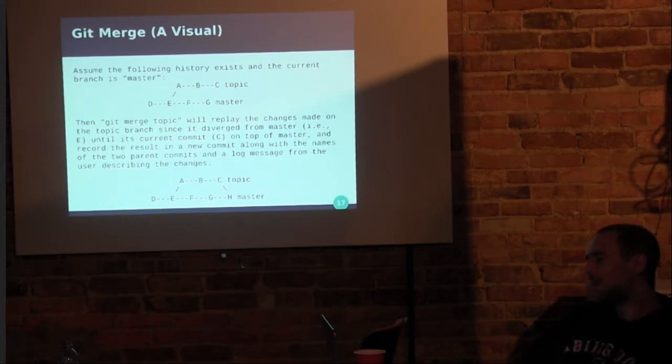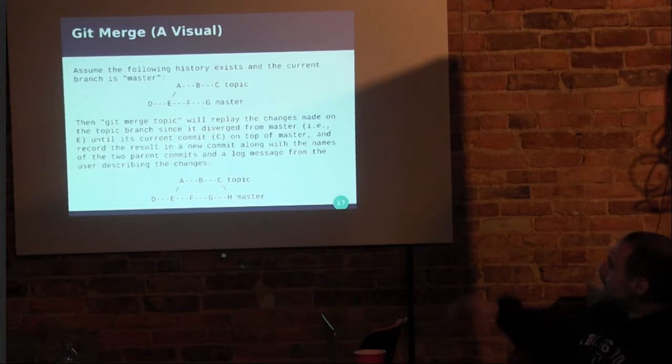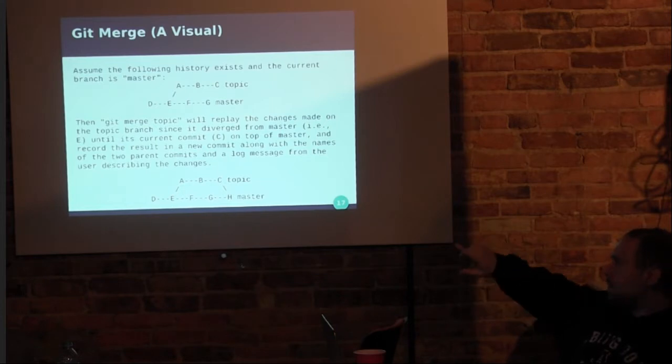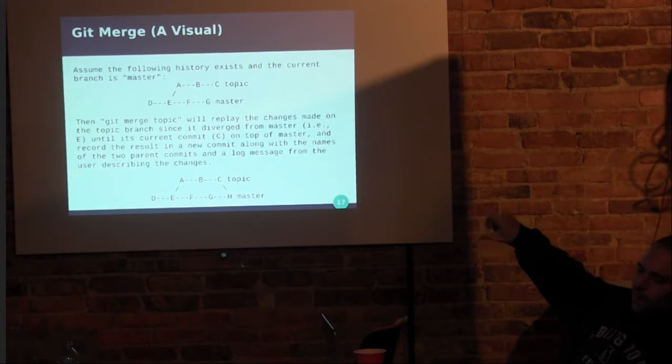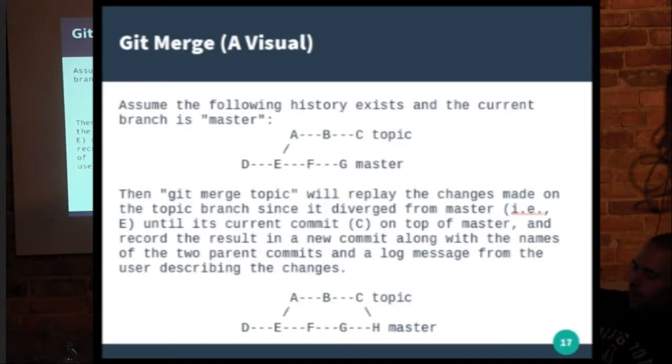So assume the following history exists and the current branch is master. So you're on the master branch right now. The master branch contains commits D, E, F, and G. And you guys see that on the bottom line there. The topic branch above it, when that was created, the master only had commits D and E. It didn't have F and G, but when it was created, whoever created this topic branch added 3 commits, A, B, and C, to that topic branch.